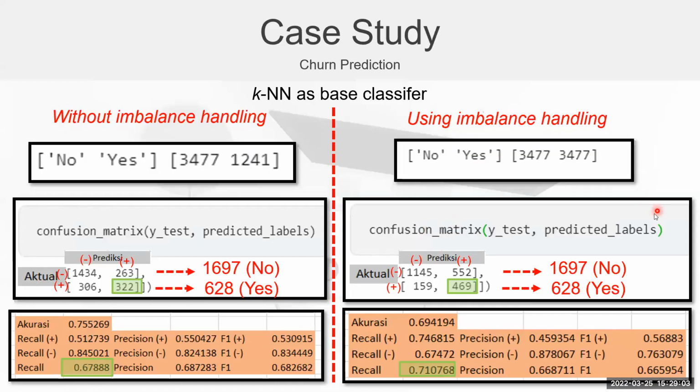Okay, this is the result. After we conduct the SMOTE algorithm, the number of positive predictions is getting higher, 469, or it's 21% accuracy of recall. Okay.